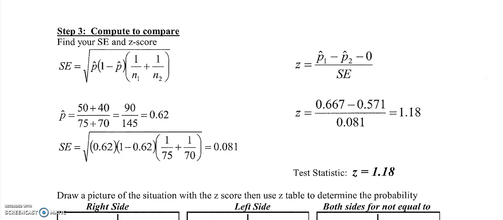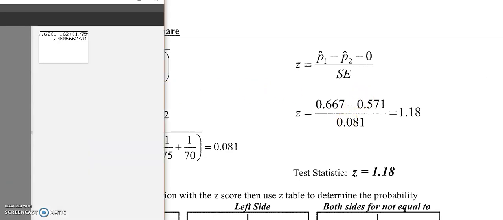So 0.081. Then, to find our z, is p hat 1 minus p hat 2 minus 0. The reason why it's minus 0 is that the difference between the 2 groups compared to no difference. But basically, we just have to take p hat 1 minus p hat 2 divided by our SE, and we get a z of 1.18.